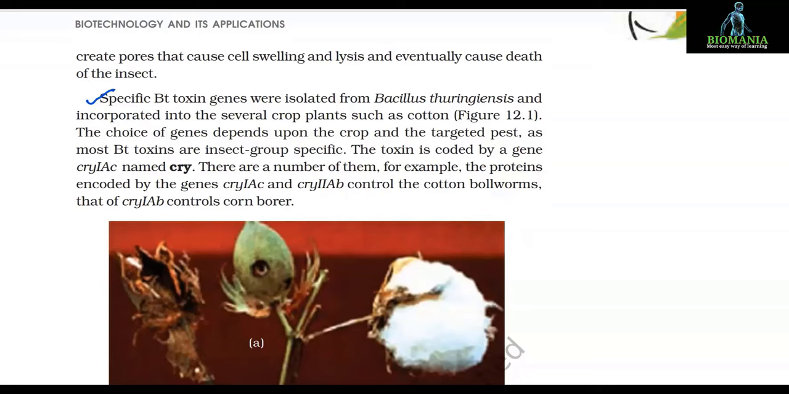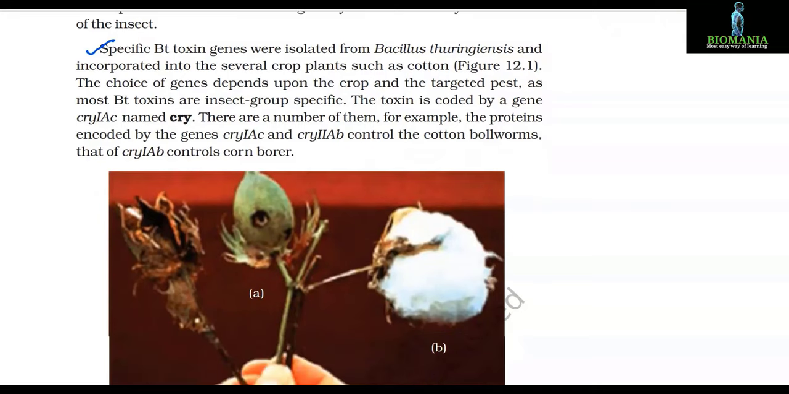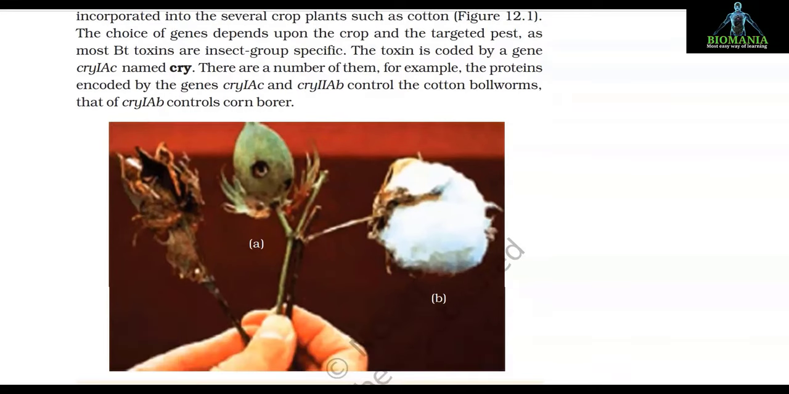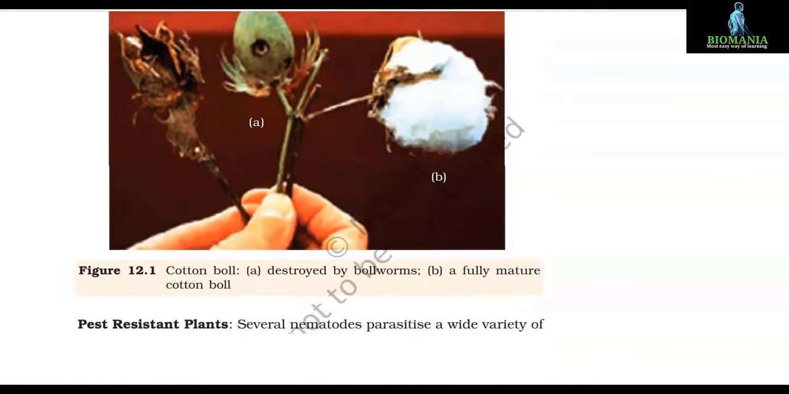The specific Bt toxin genes were isolated from Bacillus thuringiensis and incorporated into several crop plants such as cotton. The choice of genes depends upon the crop and the targeted pest, as most Bt toxins are insect group specific. The toxin is coded by a gene named Cry. There are a number of them. For example, the proteins encoded by the genes Cry1Ac and Cry2Ab control the cotton bollworms. That of Cry1Ab controls corn borer.